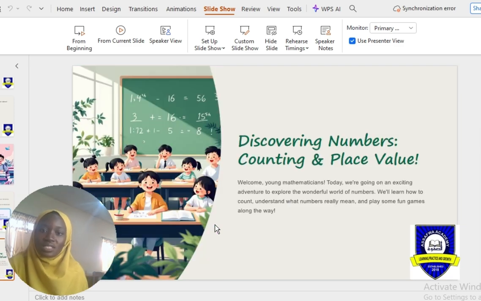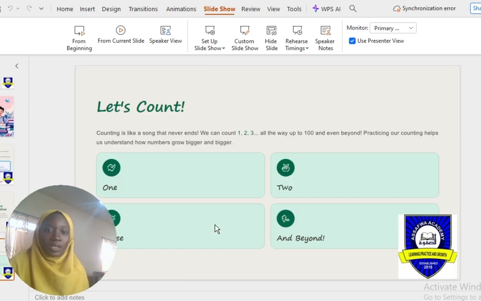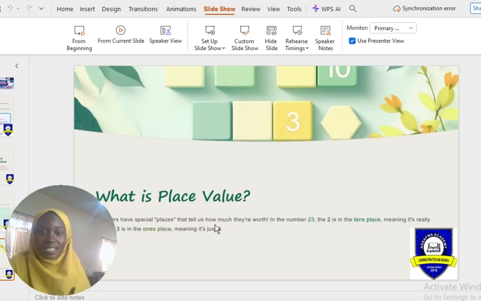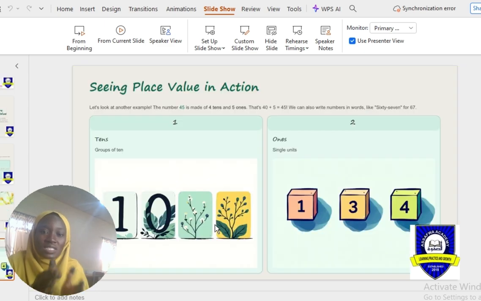Then we're going to discover counting and place values. We have counting numbers 1, 2, 3, 4, 5 in words and in numbers. Now place value tells us the exact place where our number is supposed to be, what it stands for, and the value of each number. Look at the example. The number 45 is made of 40 and 5, which means 4 tens and 5 ones. That's 5 units. When you're writing each value, it means 40 plus 5, which will give you 45.